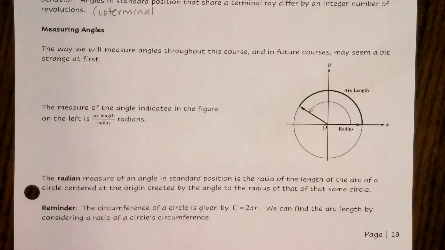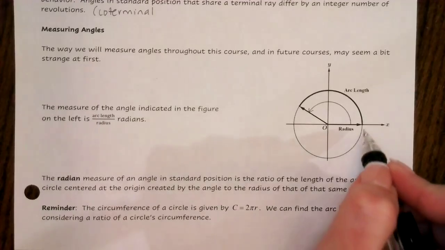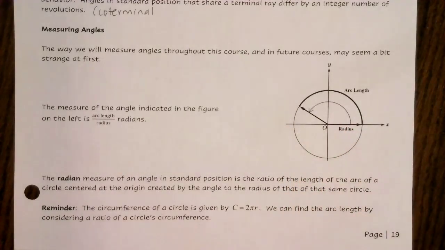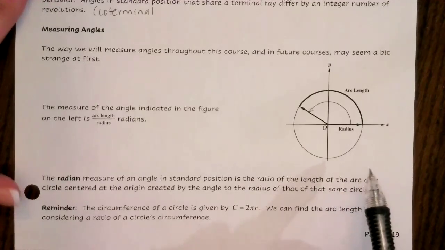Okay, another quick reminder from your geometry tells you the circumference of a circle is given by C equals 2 pi r. And we can find the arc length by considering a ratio of a circle's circumference as well. Remember, circumference is around this circle. And so we can find the arc length using that ratio.